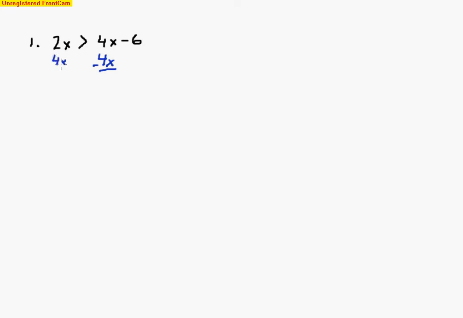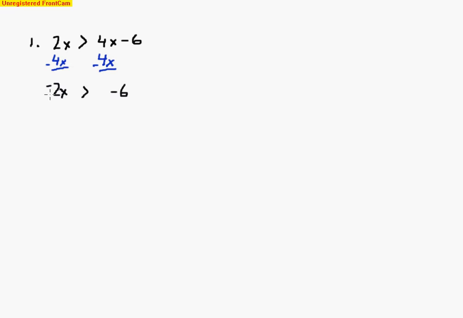do the same thing to the other side, because just like equations, with inequalities, we have to keep them in balance. So what we do to one side, we do the same to the other. So what I've got left is this negative 2x, because I had more negatives than positives, is greater than negative 6. So I have one more step in solving this inequality.